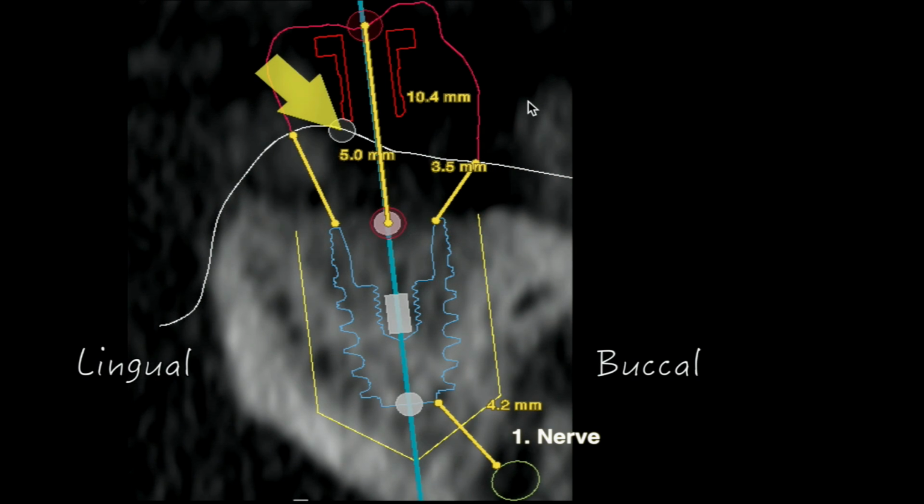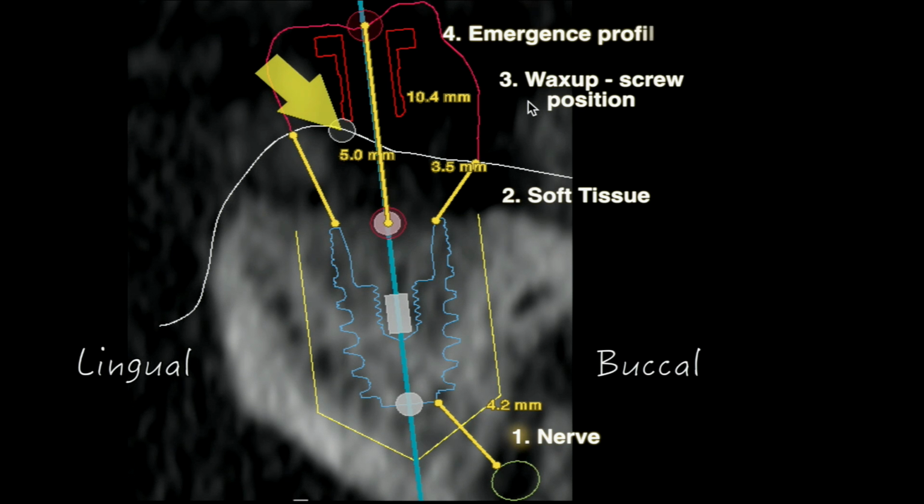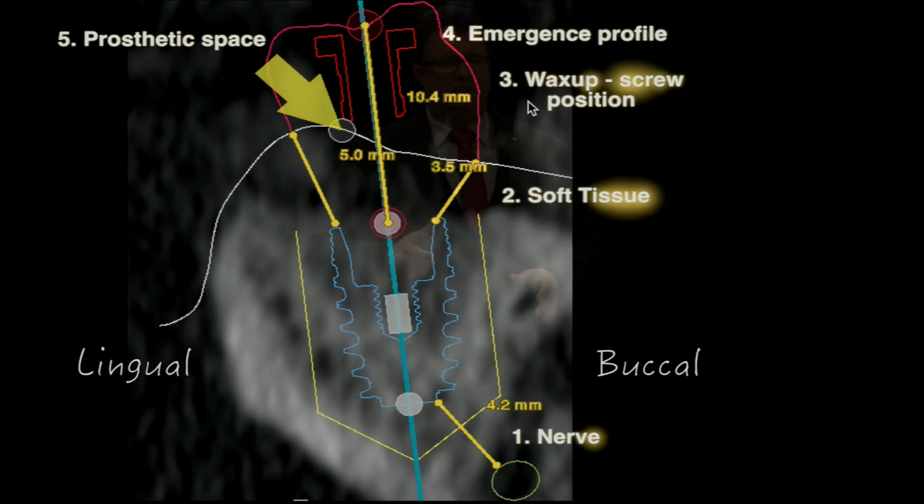We can see that, number one, we can see where the nerve is. This is critical. Number two, we can see the soft tissue cuff. We can see that that's ample, so I'm going to have my 3 millimeters. We can also see the wax up and where this is going to be from a prosthetic space, from a particular incisor, where I'm going to make the cut of the tissue.